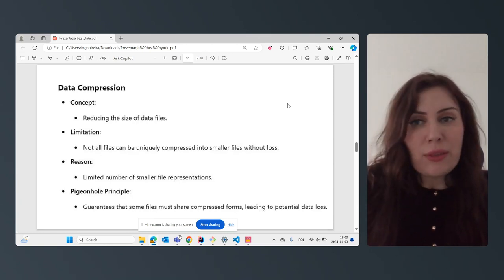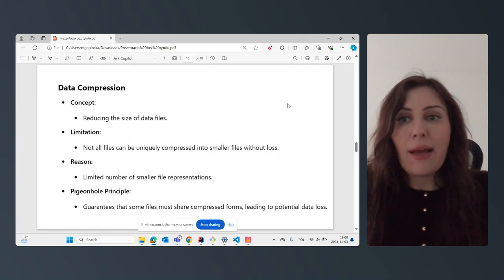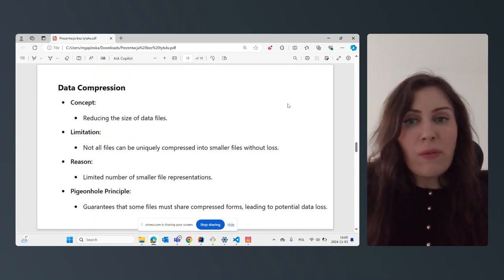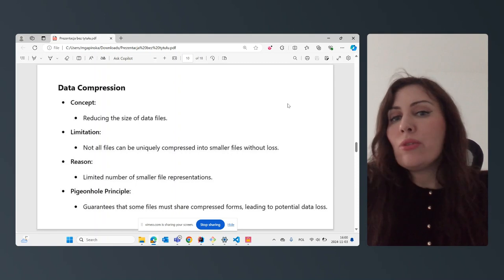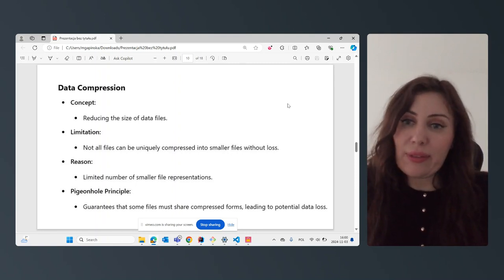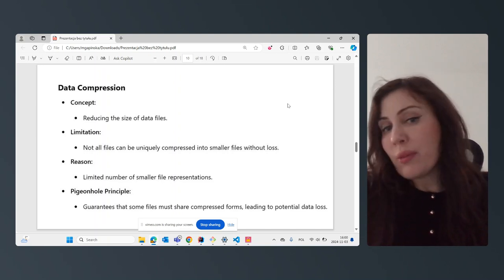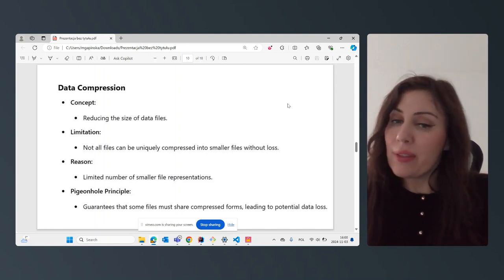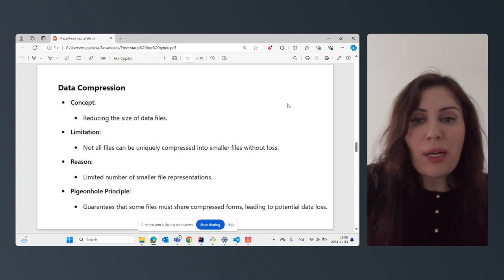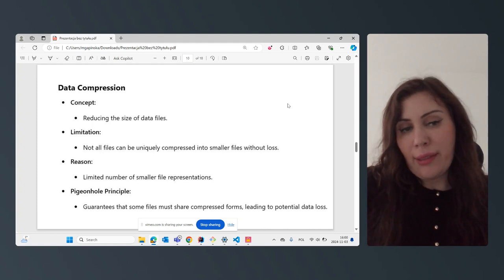Data compression. The concept is to reduce the size of data files, and there are of course limitations. Not all files can be uniquely compressed into smaller files without any loss. The reason is the limited number of smaller file representations, and the Pigeonhole Principle here guarantees that some files must share compressed forms, leading to potential data loss.